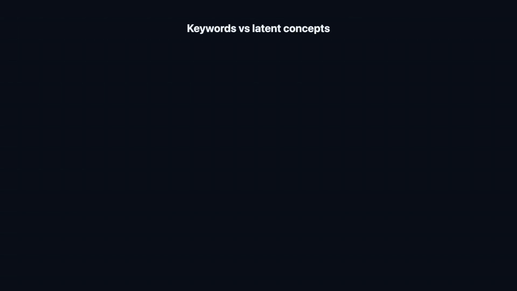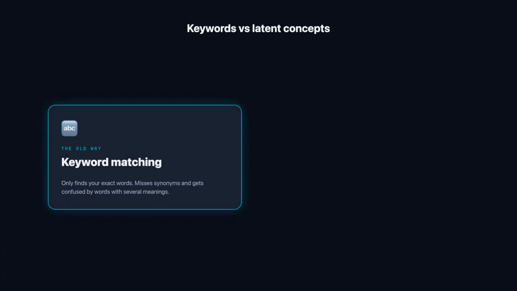So step back and compare the two ways of matching text. Plain keyword matching only finds documents that use your exact words. It misses synonyms entirely, and it gets confused by words that carry several meanings. You end up searching the surface of the text, never the meaning underneath, which is exactly why so many relevant results slip right past you without a trace.